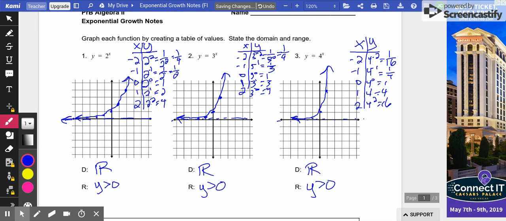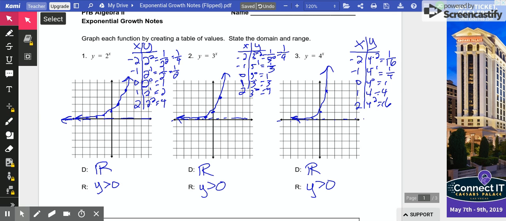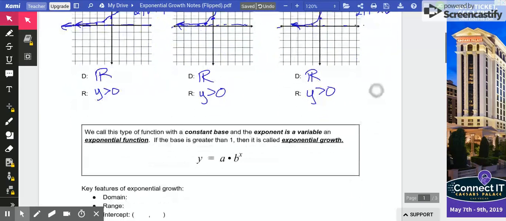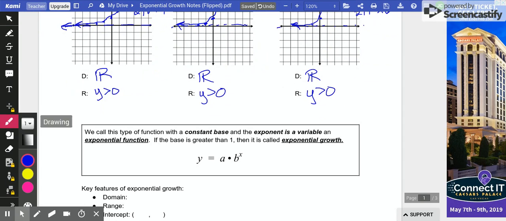So all three of these things that we've just graphed are called exponential growth functions. Exponential growth functions happen when you have a constant base and the exponent is a variable. So notice they were all to the x power. That's an exponential function. If b is greater than 1, that's our base, it's going to be exponential growth. Later on, we'll take a look at things where b is less than 1. And then this a, in all of our problems, a was 1. We'll see a little bit later this is going to cause some transformations. But this is our basic formula for exponential growth. Y equals a times b to the x.